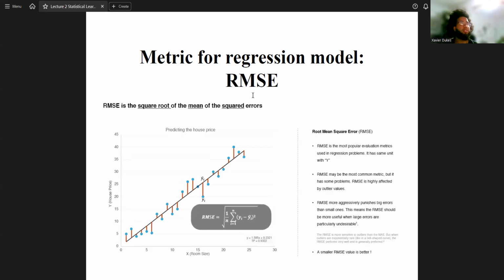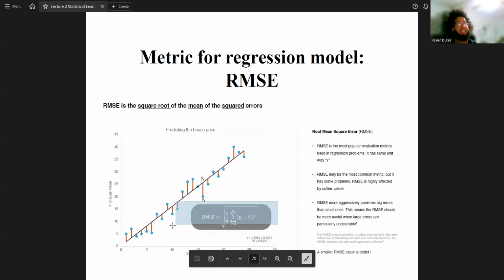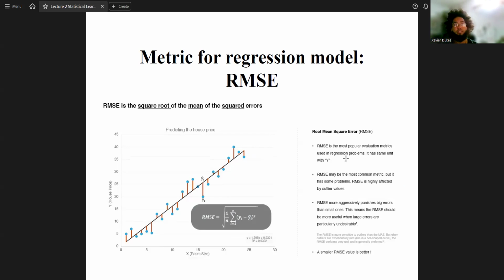Then we have root mean squared error. This is the exact same thing, but now with a square root. This is the most popular evaluation metric used in regression problems. It has the same unit as y. Root mean squared error may be the most common metric, but it has some problems. It is highly affected by outlier values. It more aggressively punishes big errors than small ones. This means root mean squared error should be more useful when large errors are particularly undesirable.